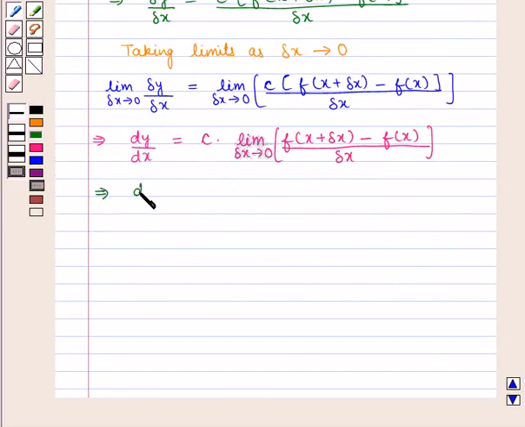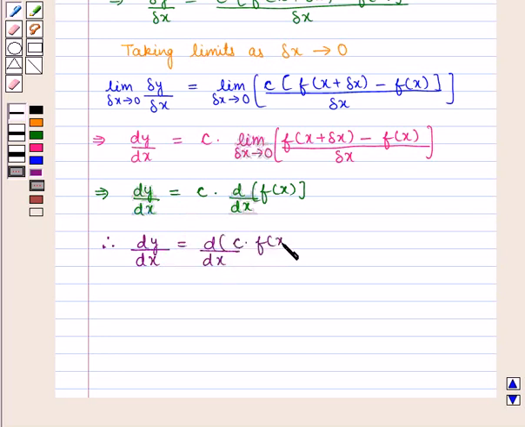Therefore, we have dy by dx is equal to c into limit f of x plus delta x minus f of x upon delta x as delta x tends to 0, which is equal to c into dy dx of f of x. Therefore, dy by dx of y, which is equal to c into f of x, is equal to c into d by dx of f of x.